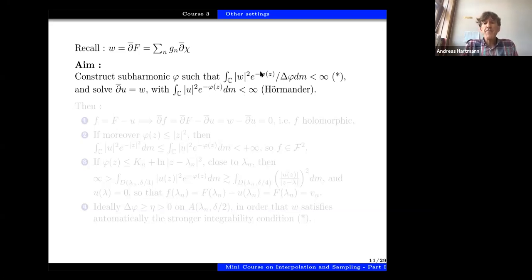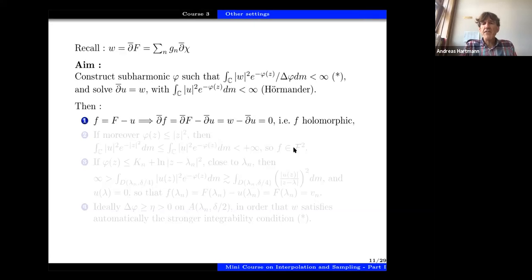Of course, if you want to solve this problem, then you would like to know in which space you solve it. And so we have some liberty here, and Hörmander's theorem, which says that such a solution exists, claims that you can do this in a weighted L2 setting for a subharmonic function phi. So if your right-hand side is in the space, then you will get a solution more or less in the same space. Unfortunately, here some additional weight appears that we have to take into account.